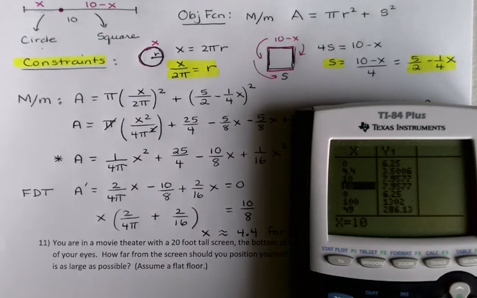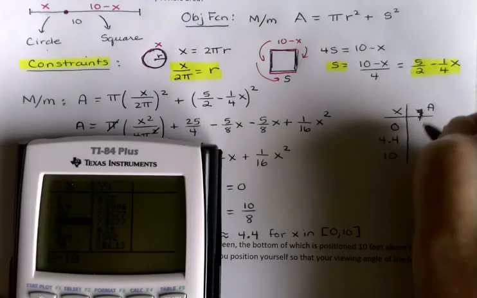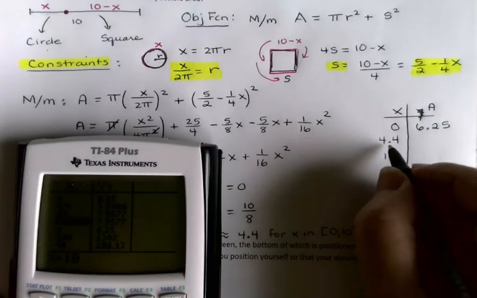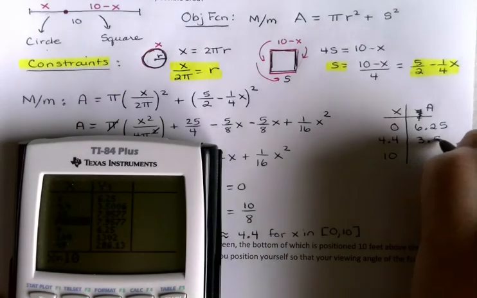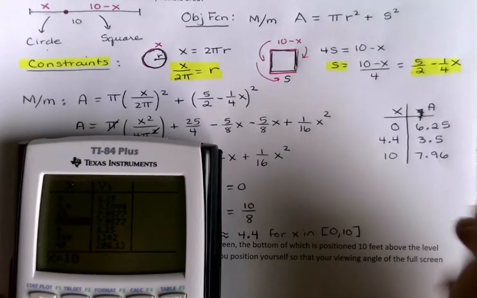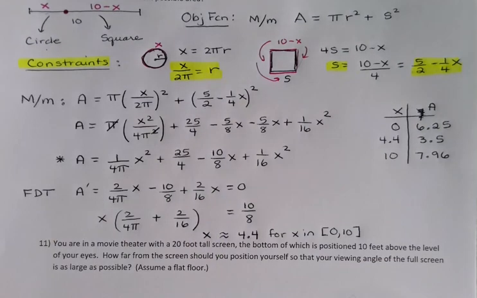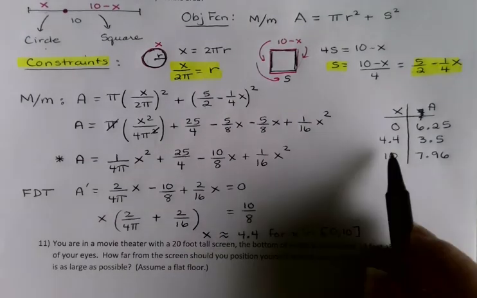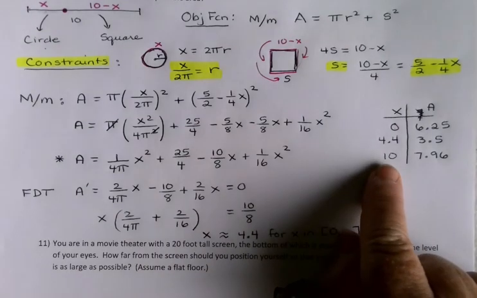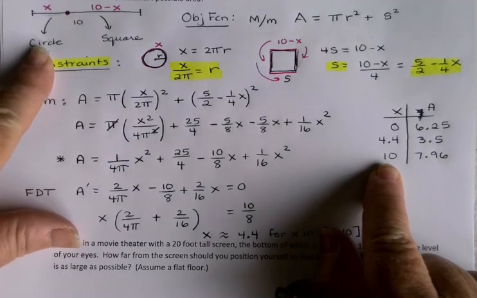So there we go. At 0, the area was 6.25. When x is 4.4, the area is 3.5. And for 10, we get 7.96. So it looks like the critical value that we found actually was the minimum area. The maximum area right here is what we get when we have x equal to 10, or in other words, we're using the entire wire to make a circle.